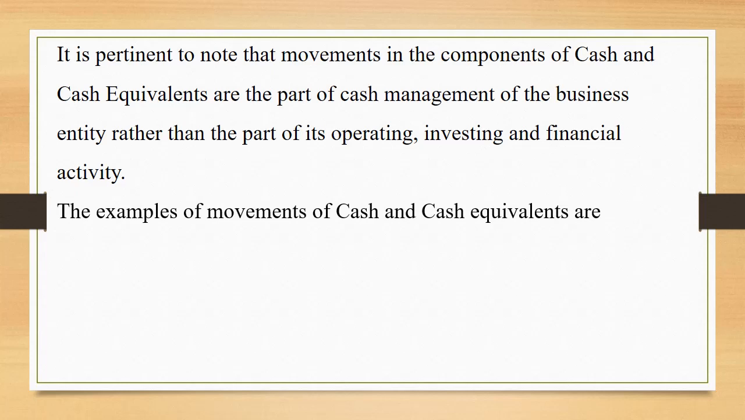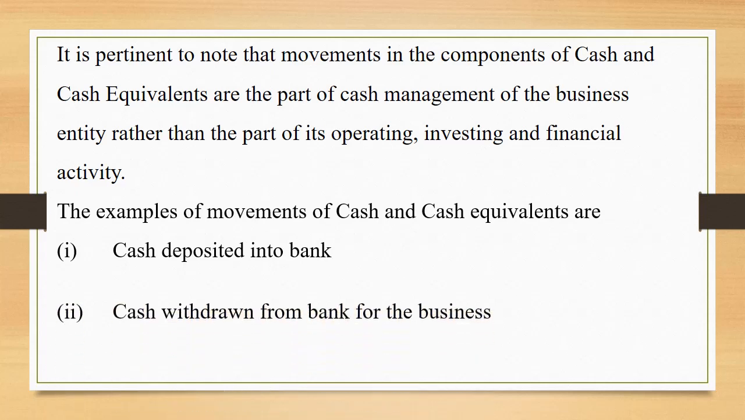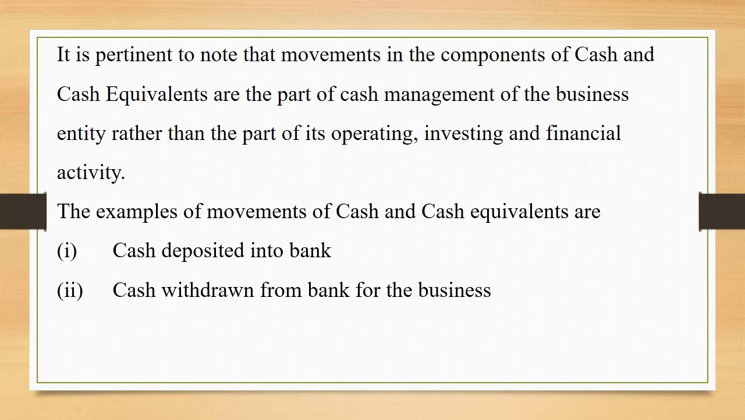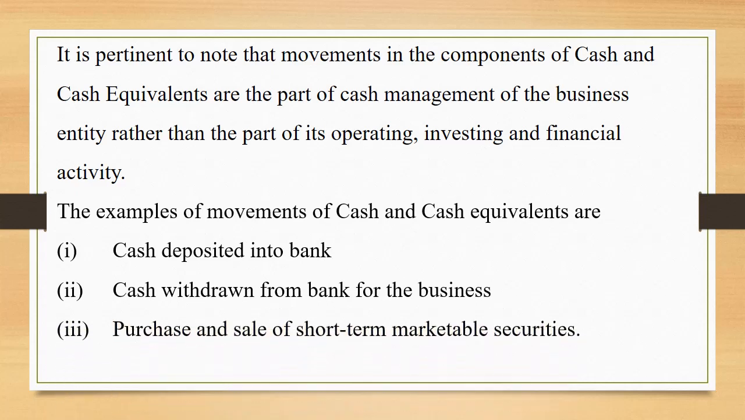The examples of movements of cash and cash equivalents are cash deposit into bank. So cash balance and bank balance will be getting affected. So both are the part of the cash and cash equivalents. So this will never be a part of any of the three activities, that is operating, investing, and financing activity. Next example is cash withdrawn from bank for the business. Next, purchase and sale of short-term marketable securities.